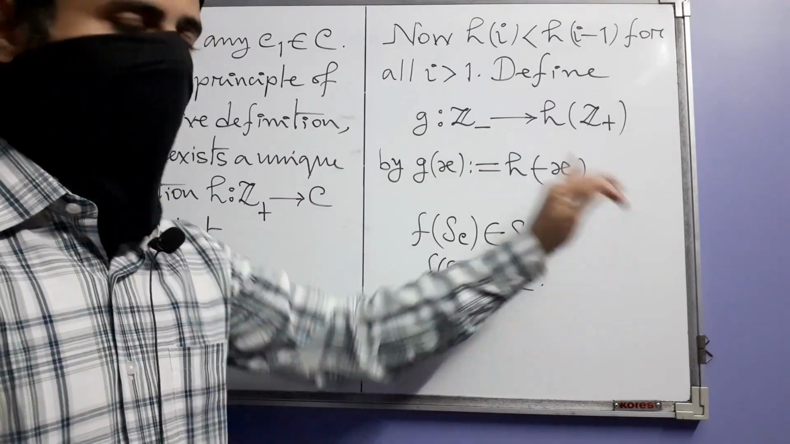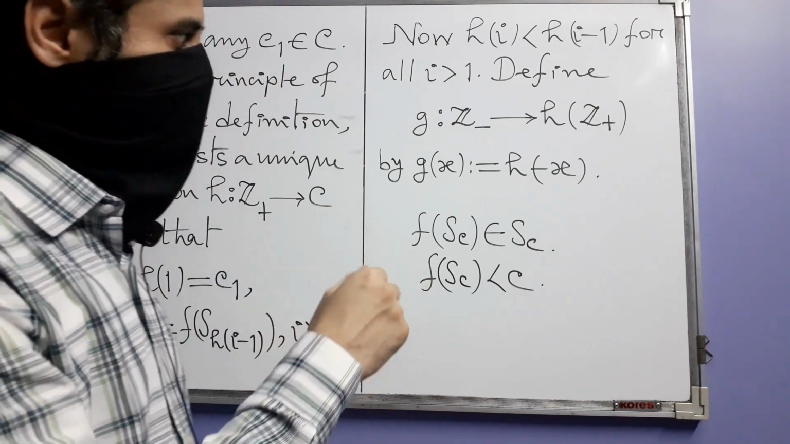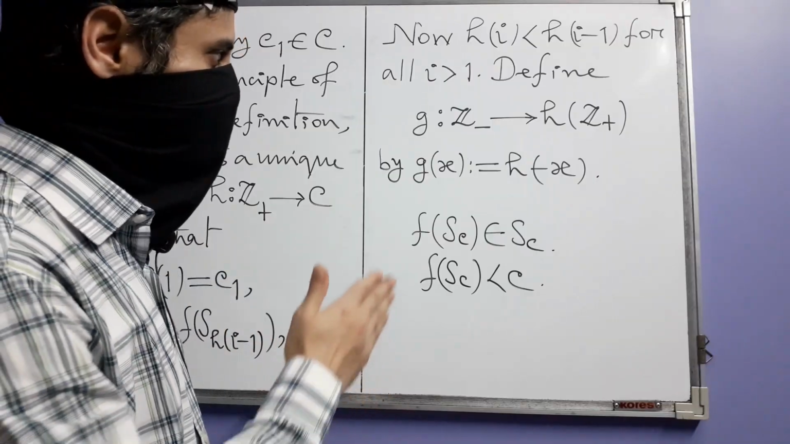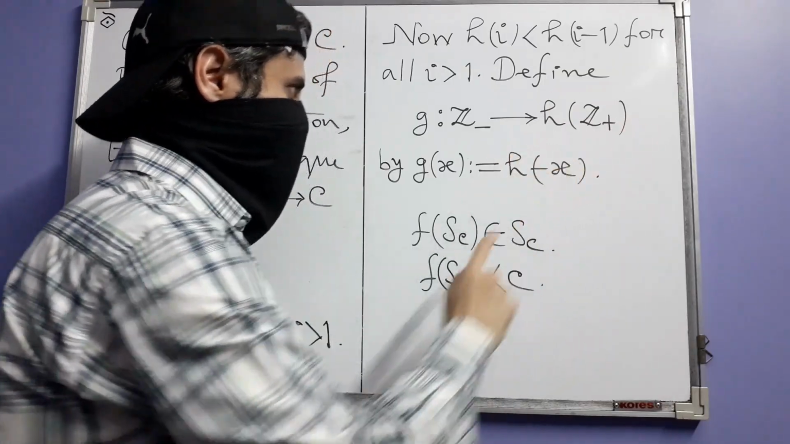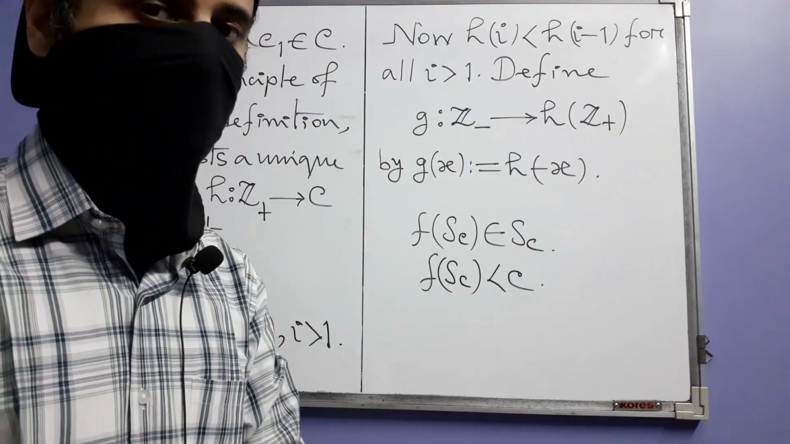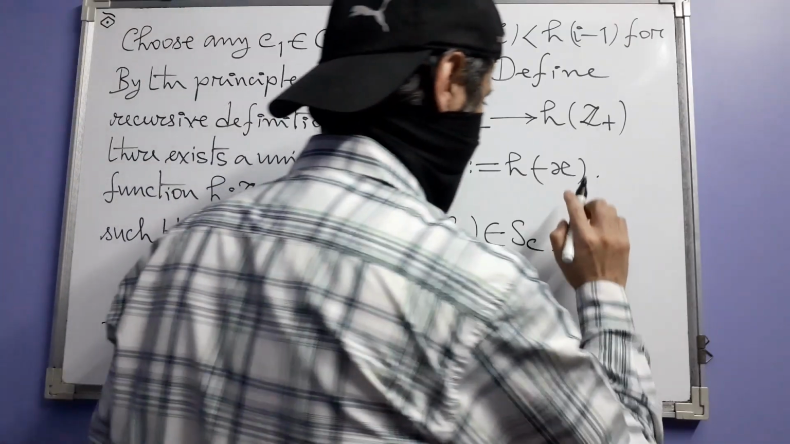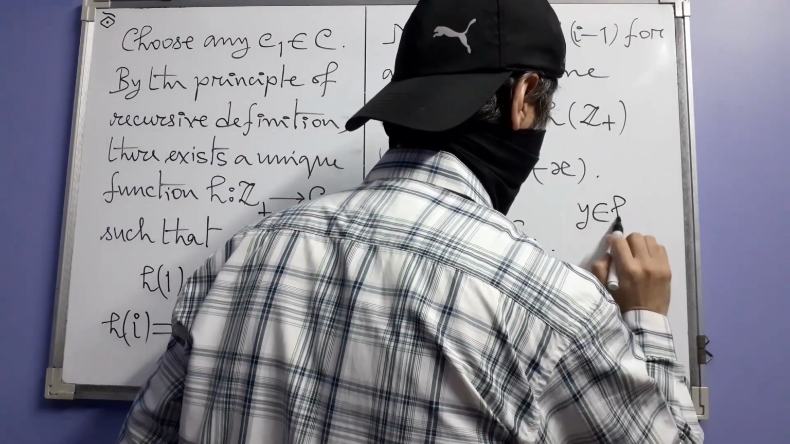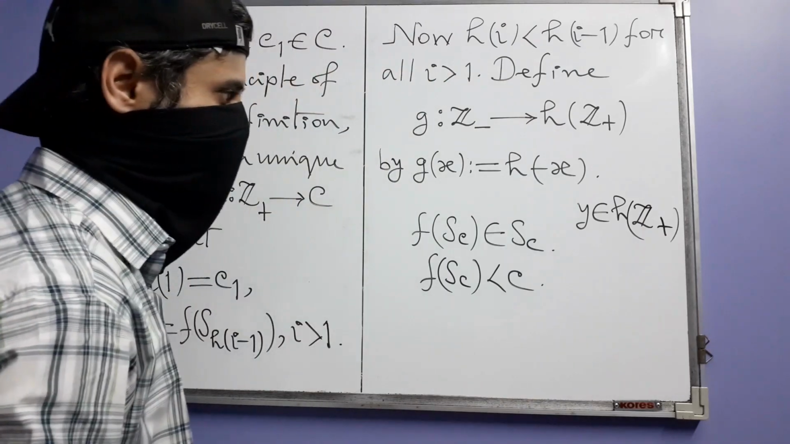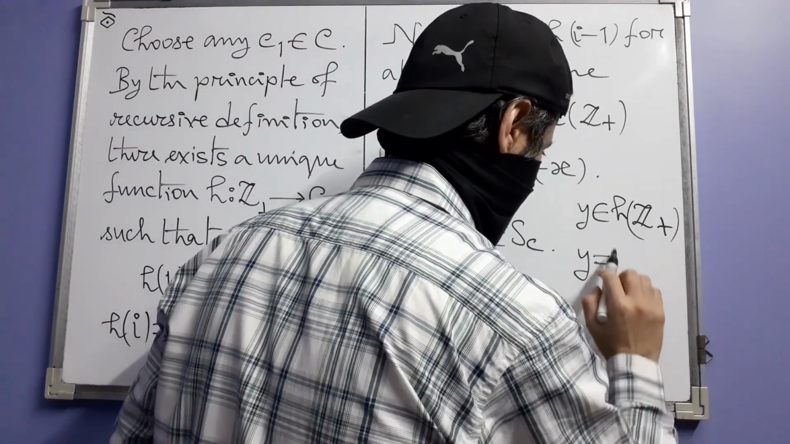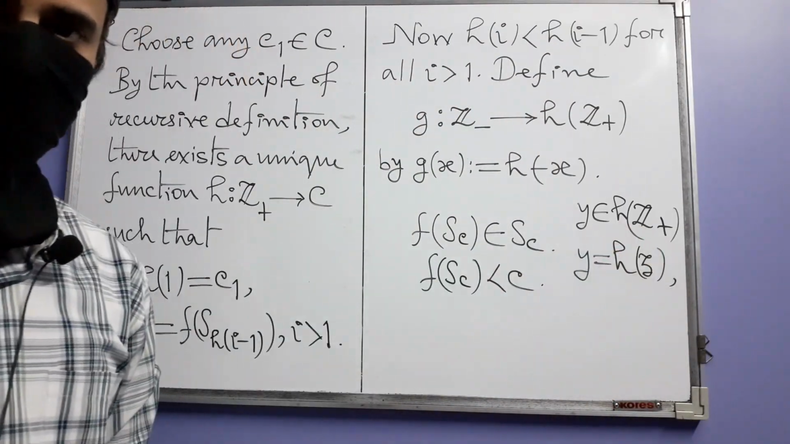Let us now go back to the properties of g. We have already shown that g is well defined. Something else you can say immediately about g is that g is surjective, g is onto. Why? Well, you take any element from here, that element will be h of something. That something is a positive integer. Say you take y in h of Z plus.